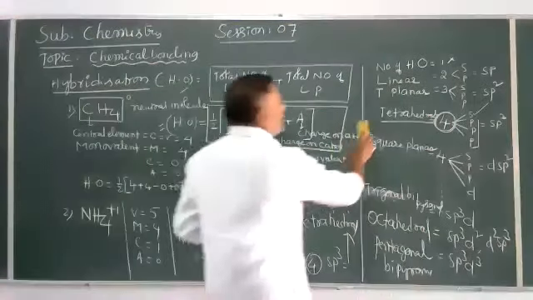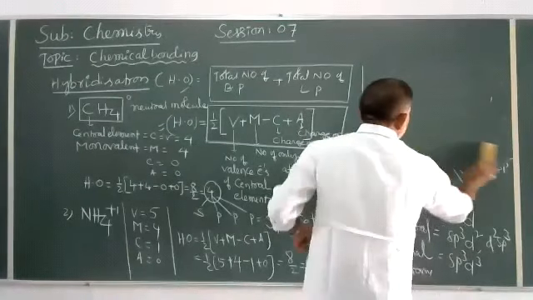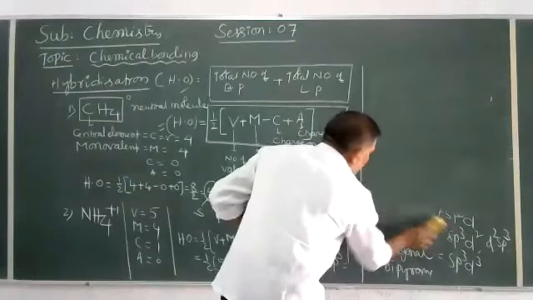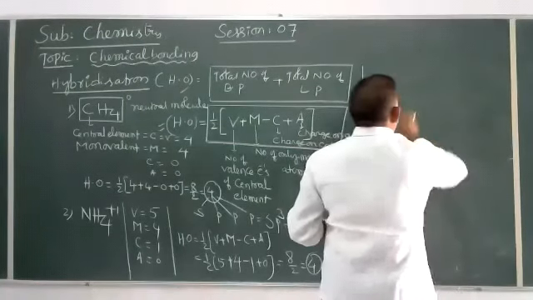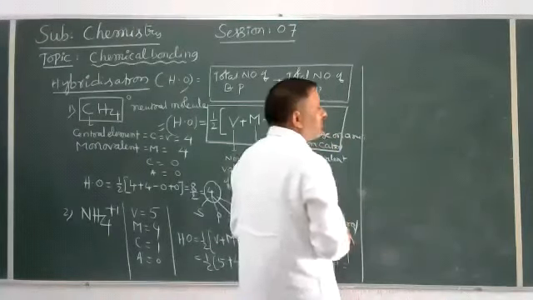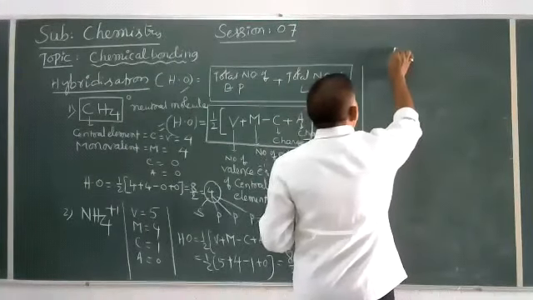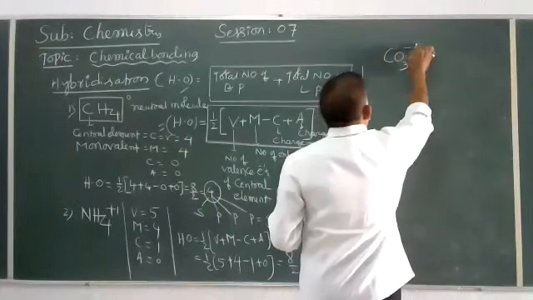I'll create one anion. The question is hybridization: what type of hybridized orbitals are involved in a given species? Many examples were given in previous years' NEET examinations. So it is SO3 minus 2, or rather CO3 2-.